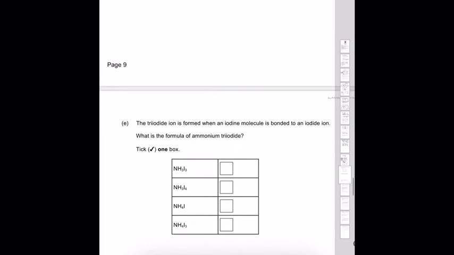Okay. So next one, the triiodide ion is formed when iodine molecules bond into iodine. What's the formula of ammonium triiodide? So you should know ammonium is NH4. And the nomenclature, it says triiodide, so that means 3 iodines. So it was really just ticking the last box there.